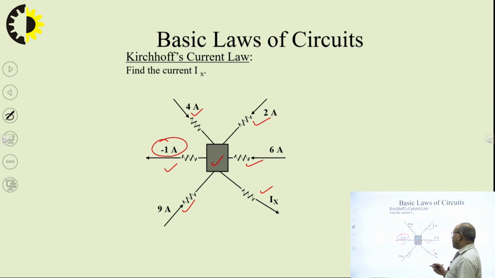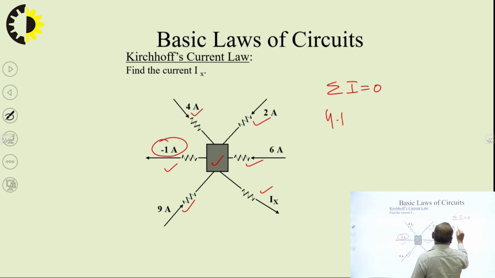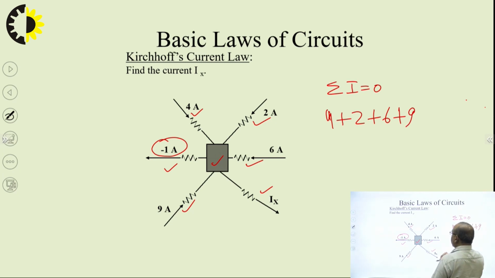We want to find the current Ix with the help of KCL, Kirchhoff's current law. As already seen, the algebraic sum of all the currents at any junction point or node is 0, or in other words, the sum of the entering currents is equal to the sum of the leaving currents. Anyway, we can find this unknown current Ix in this branch. So, we can write 4 plus 2 plus 6 plus 9, since all these are entering currents to this node.